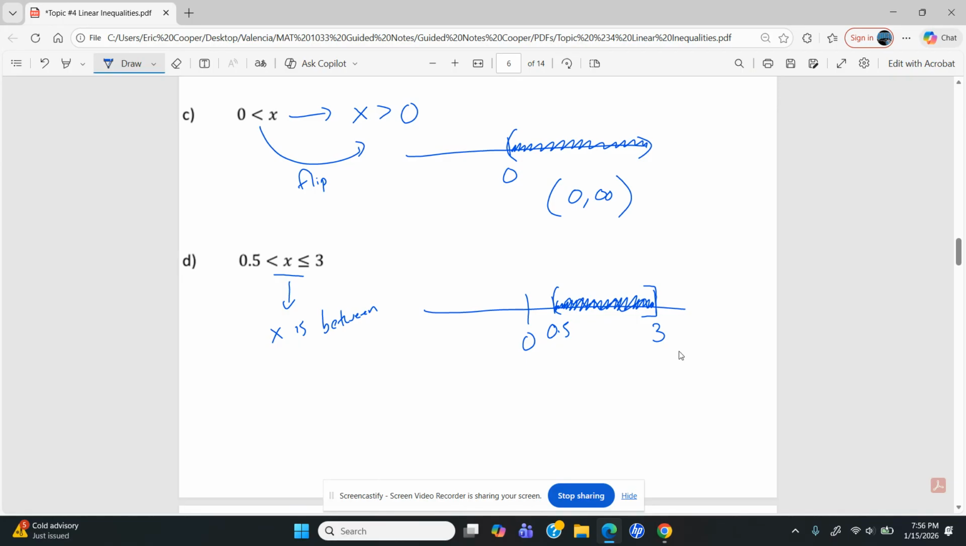Because we have two numbers, there won't be any infinities this time. 0.5 is the smallest it can be, and 3 is the biggest. It can't include 0.5, so it gets a parenthesis, but it can include 3. So in this case, it gets a bracket. So when you have two numbers and x is between those values, that is when you're not going to have any infinities. We will see more problems like this as we get to topic number 5.